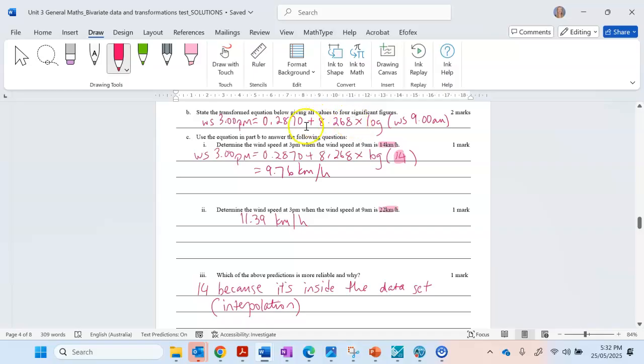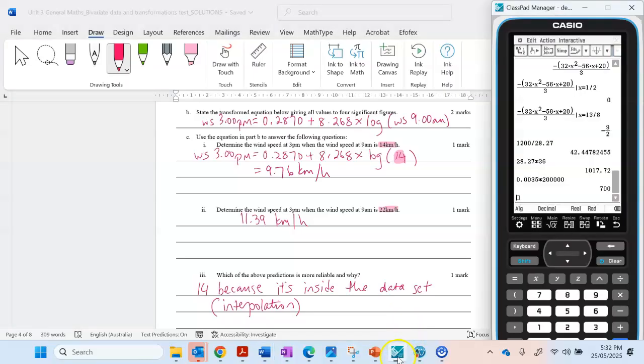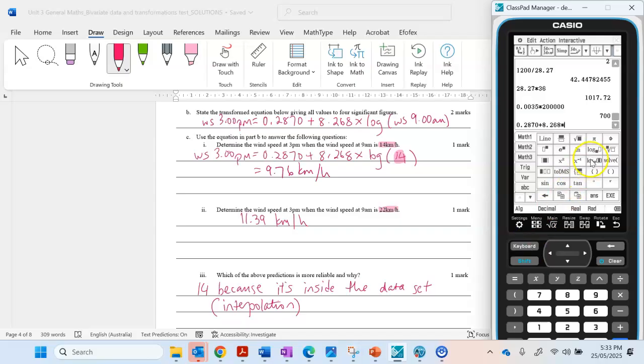We're using this equation in part B. It says here, use the equation in part B. All right, you've got to do log of 14. So in your calculator, let me just show you with one of them. 0.287, you don't need the 0, but we'll put it there, plus 8.268 times, now your little log is this one here, log 10, and then we put in 14.